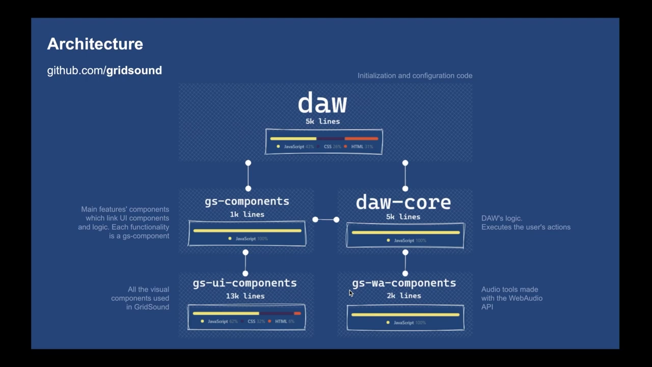So how do they communicate? First, there is the DAW core. It's the logical part of the DAW. Using controllers, actions, and the GSWA components, it executes the user's actions, like play or stop the composition, undo, redo, etc. Then there are the GS components. Each functionality, like the piano roll, the mixer, the composition, is a GS component. These components make the links between the UI part and the logical part. The last repository is the DAW repository, but it is only used for some configurations or initialization, so we don't have to speak a lot about this one.